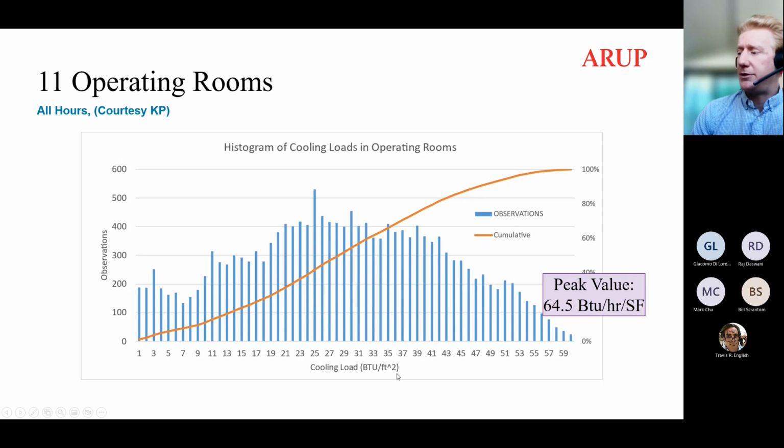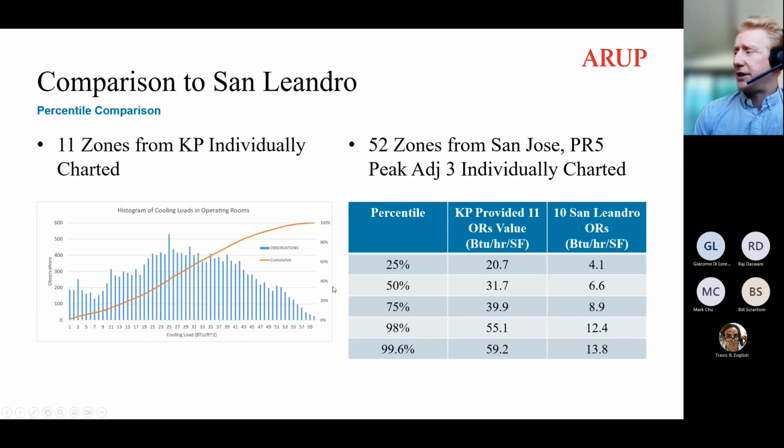It's the cooling load mapped in BTU per hour, BTU per square foot per hour, with observations mapped from 0 on the low end to 64.5 as the peak value experienced in that data set. What's interesting is that, compared to the 10 operating rooms in the San Leandro data set from the 2022 report, there's a much higher overall percentile split in 25, 50, 75, 98, et cetera, in the 11 operating rooms in the second data set. So the operating spaces in the San Leandro data set skew much lower, which provides an interesting counterpoint and an area for refinement, to understand the different uses potentially of those rooms and what may actually be driving such a different result in the data sets.